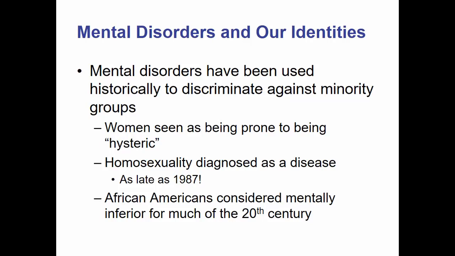Homosexuality, for example, was diagnosed as a disease by psychologists as late as 1987. That is within many of our lifetimes, right? So for gay people, it was seen as being a mental illness. And similarly, African Americans, by psychological communities, by scientific communities, were considered mentally inferior for much of the 20th century. Now, given that's farther back, right? That's into the 30s and 40s when that died away. But still, that is in our parents' and grandparents' lifetimes.